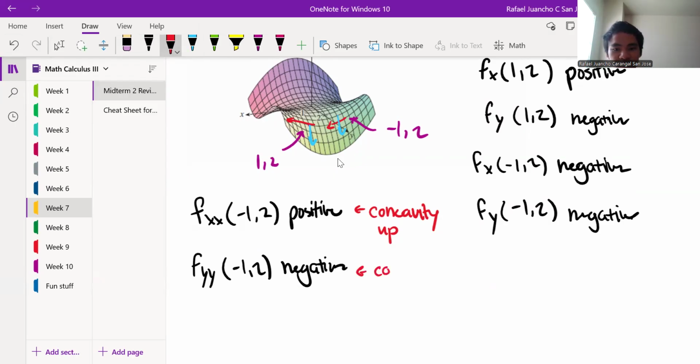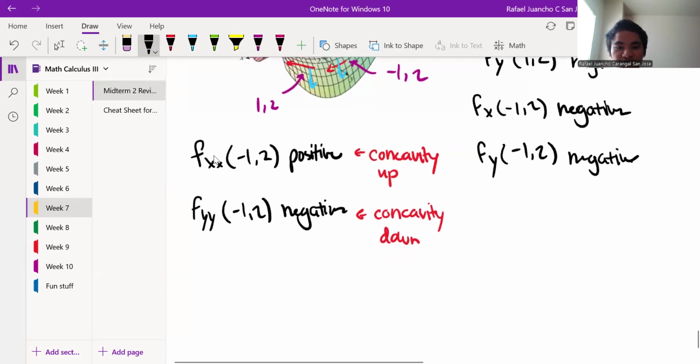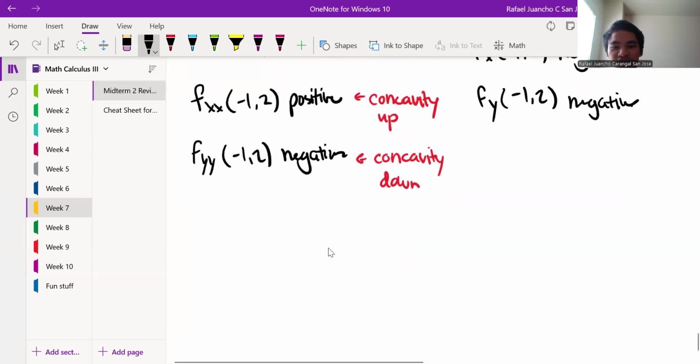So this is concavity down, or concave down, doesn't matter. So here, when we're doing the same things, we're just checking its concavity. And then lastly, when we do something a bit unusual, what if we get f_xy?